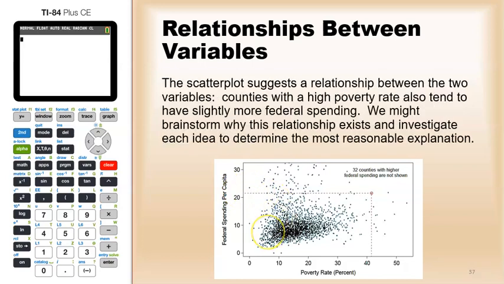Now, not true for every single dot, but in general, you should be seeing a sort of upwardness to this. Again, some dots are higher than others, but in general, you see this upwardness to it. The scatter plot suggests a relationship between the two variables: that counties with high poverty rate also tend to receive slightly more federal spending. Looking at this graph, you might want to try to brainstorm why this relationship exists and investigate each idea to determine the most reasonable explanation.